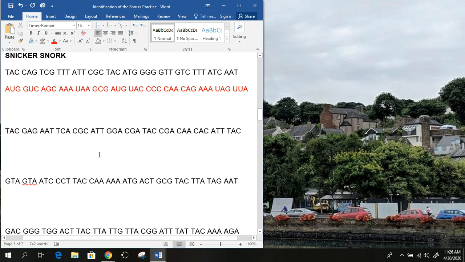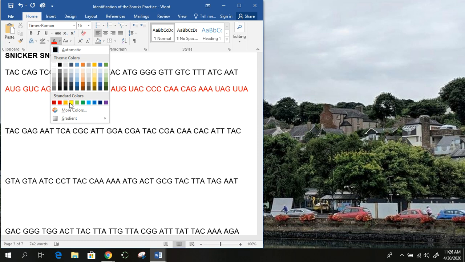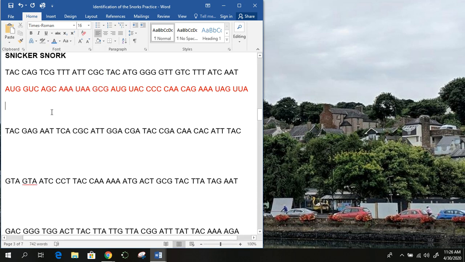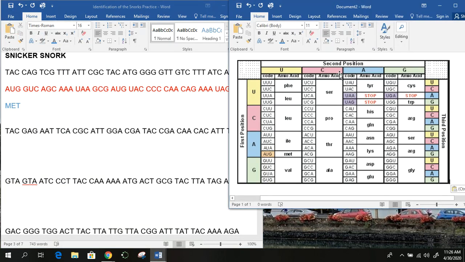Now, you need to remember what your start codon is. If you don't remember, I'm going to write these in blue. Your start codon is always going to be AUG, and it's going to be MET, okay, which is methionine. Now, you will need your lovely codon charts with you to complete this.